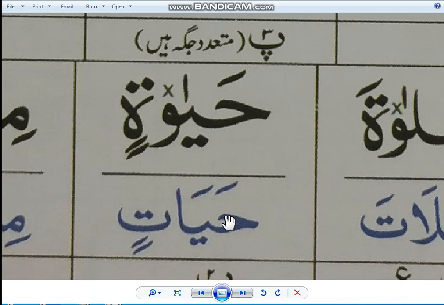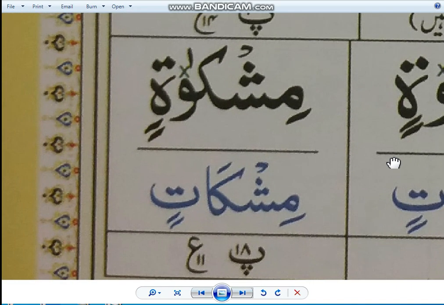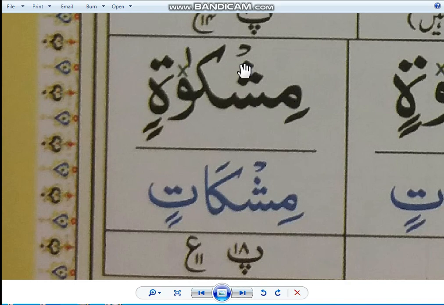Hayatin. Mishkatin. You see a waw with the cross on it? Mishkatin. So you skip the waw. And you read it as this. Mishkatin.